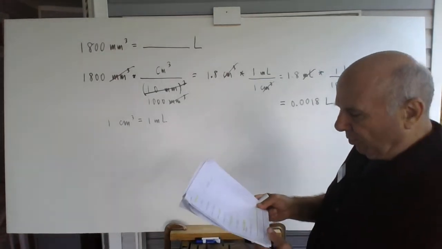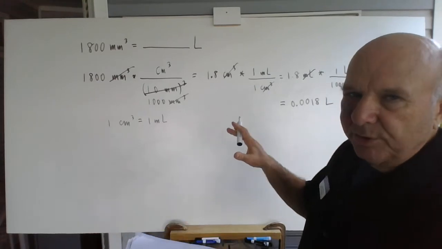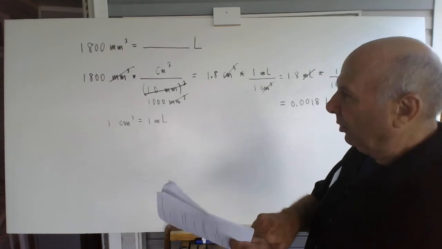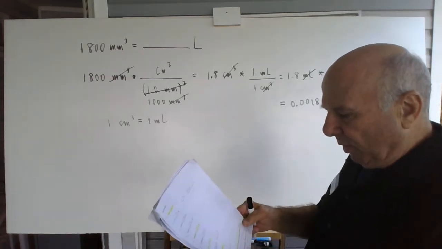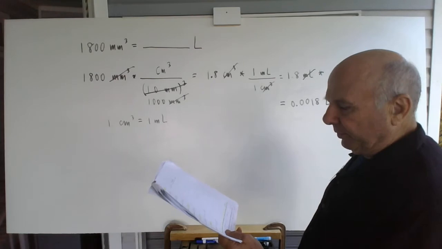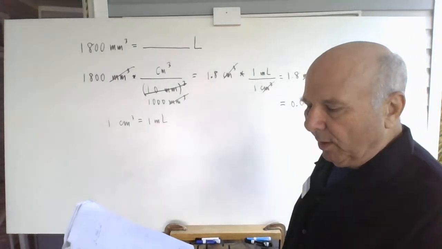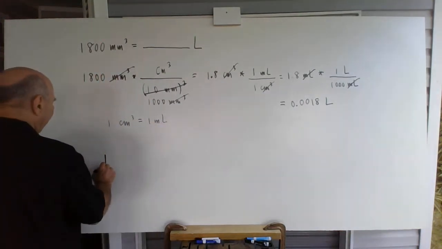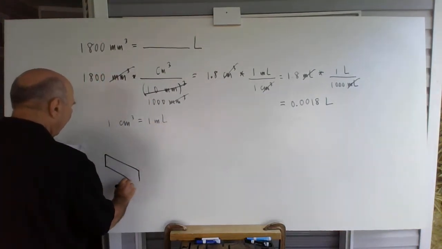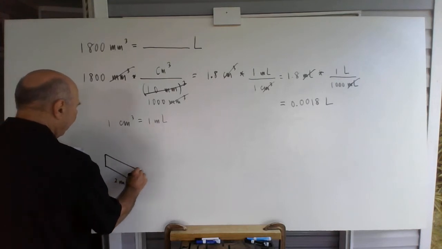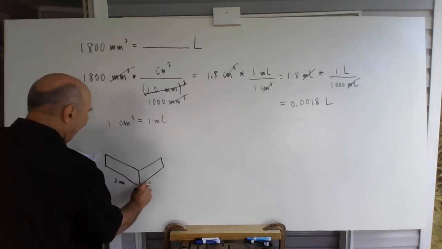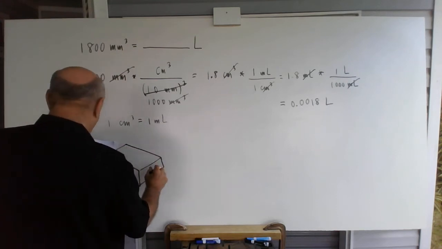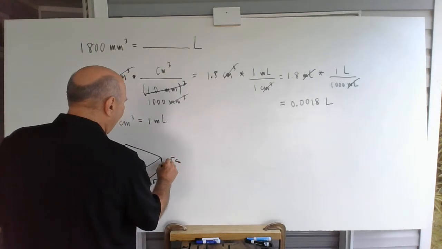So let's do a word problem that looks at this question with larger dimensions. Suppose we have a volume of water in a water bed. So that's a rectangular box, and it's 2 meters long, 1.5 meters wide, and 25 centimeters deep or high.